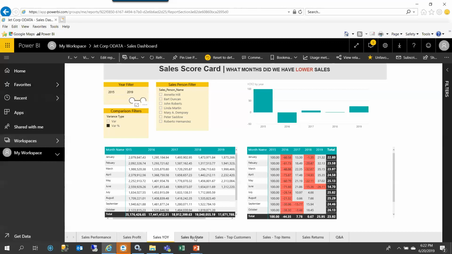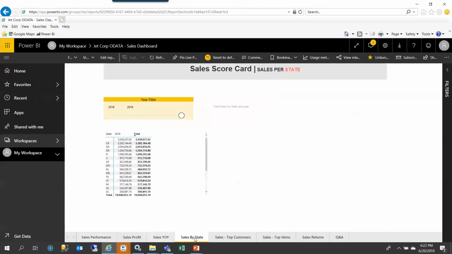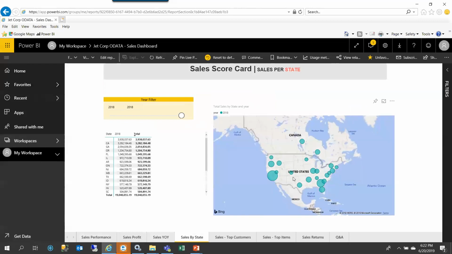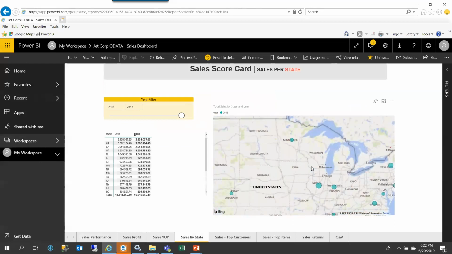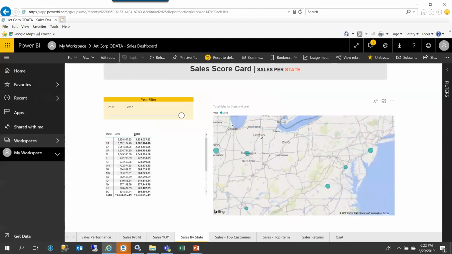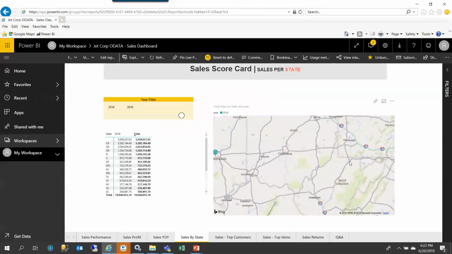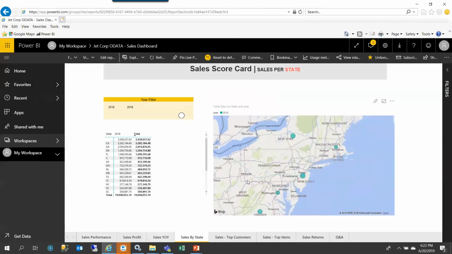Some of the amazing visuals that are available are maps. Here we're looking at sales by state, and we can actually drill into the map and look at relative sales in regions.